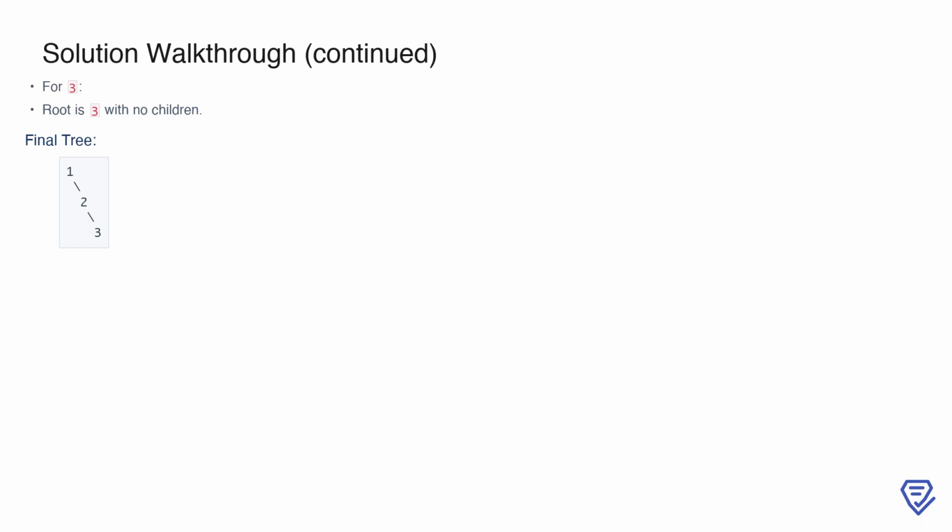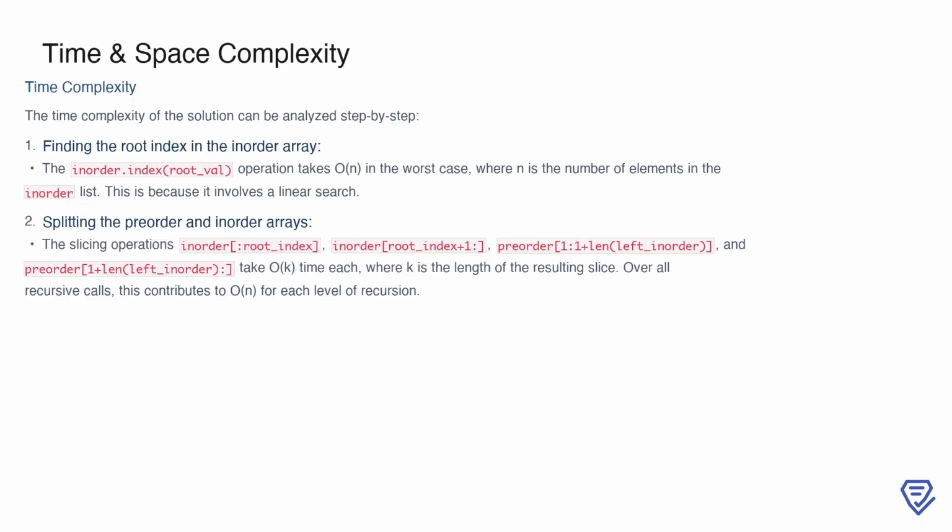The next value in the preorder traversal, 2, becomes the root of the right subtree. Again, there are no elements to the left of 2 in the inorder traversal, so there is no left child, and the right subtree contains 3. Finally, 3 becomes the root of this subtree, and since it has no elements on either side, it has no children. The resulting tree has 1 as the root, 2 as its right child, and 3 as the right child of 2.